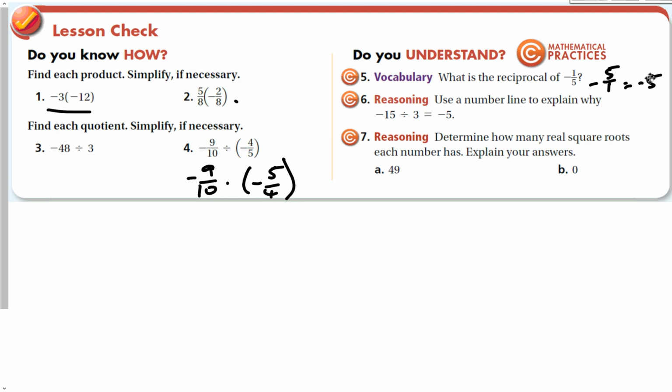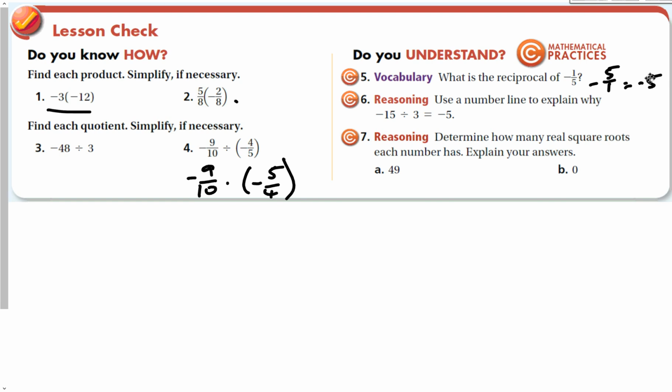Use a number line to explain why negative 15 split into 3 parts is negative 5. Well, if you cut negative 15 into 3 parts, you're going to see that you're going 5 to the left each time.